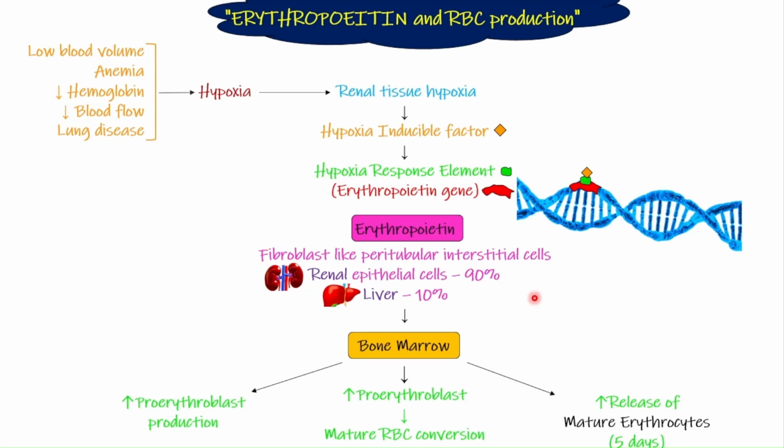There is another pathway: epinephrine, norepinephrine, and prostaglandins will also result in increased production of erythropoietin. So these, related to the sympathetic nervous system, the neurotransmitters epinephrine, norepinephrine, and the prostaglandins, can also directly increase the production of erythropoietin other than the hypoxic pathway. Okay, so this is how exactly the erythropoietin is produced.